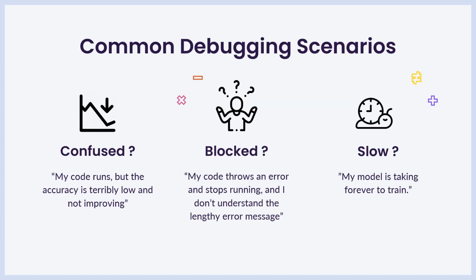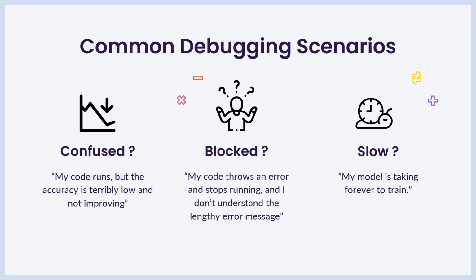There are many different types of debugging scenarios. Some of the common types are listed here. First is where your code may be running properly, but the accuracy of the model you're training may be very poor. Another common scenario is where we get some sort of complex error thrown by the code. These messages are usually pretty complex, and many times it is very tough to understand the error message that they provide to us.